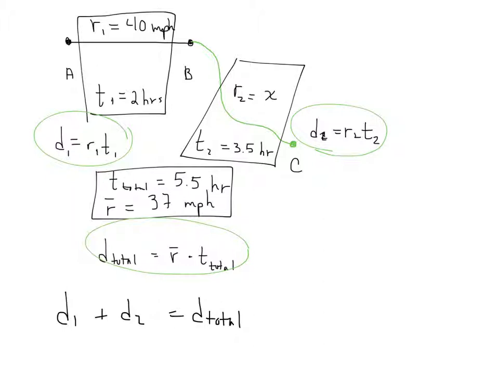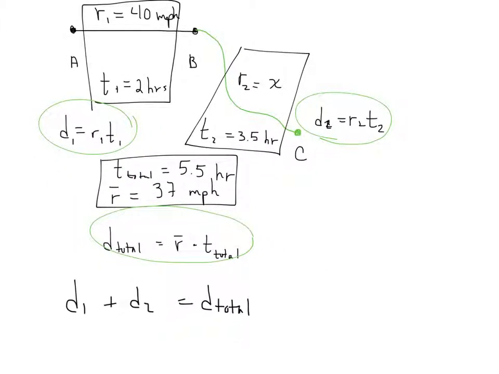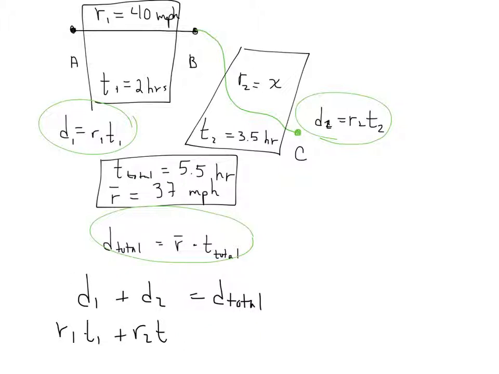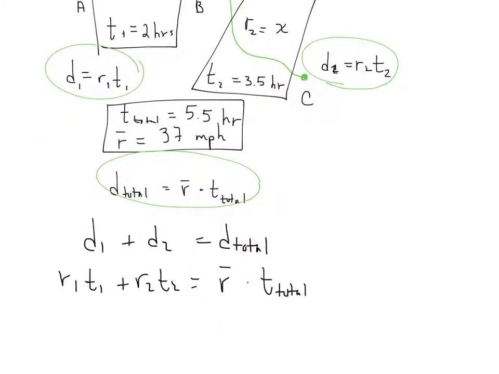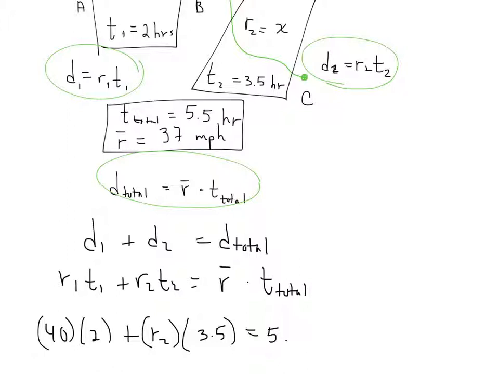You can do this by inspection or just write it this way, and it's more obvious this way. So we've got 40 times 2 in the first one, so this is going to be R1 T1 plus R2 T2 equals R bar T total. As a result, we're going to have 40 times 2 plus R2, which is unknown, times 3.5 equals 37 times 5.5, not that it matters.